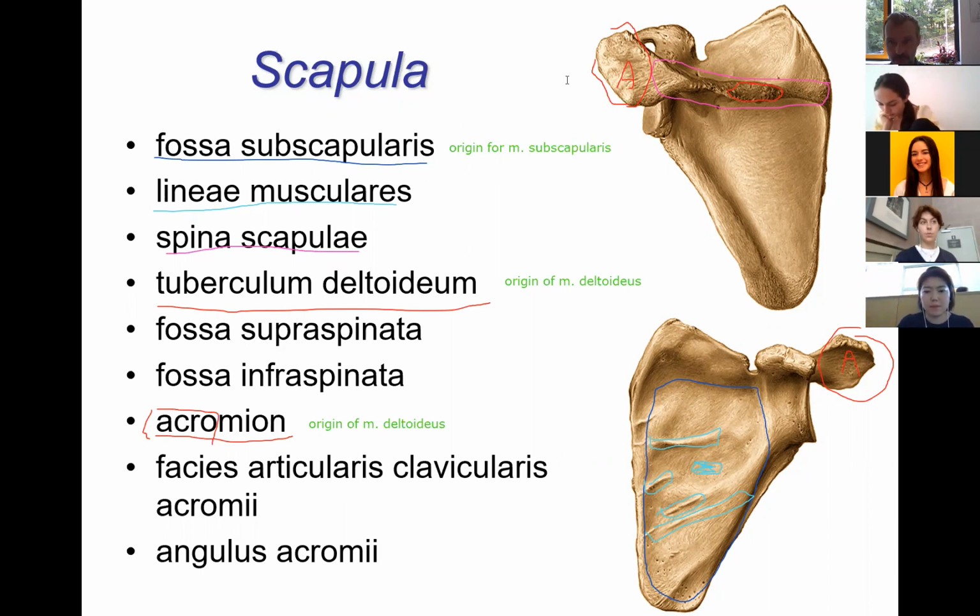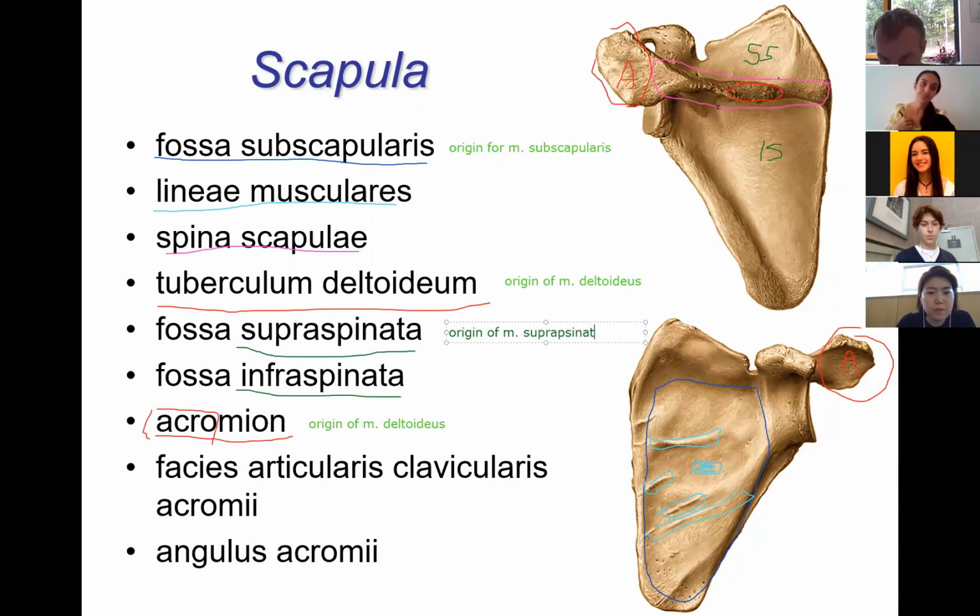Okay, we continue with the supraspinous and infraspinous fossa. For the same muscles, so origin of musculus supraspinatus and origin of musculus infraspinatus. You find all this in books. I just want to show you now how to approach it.